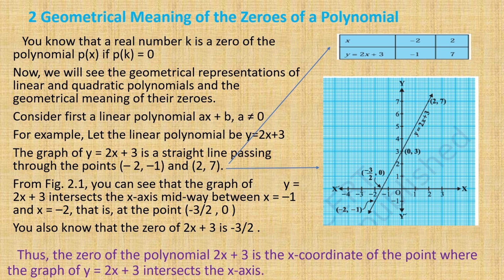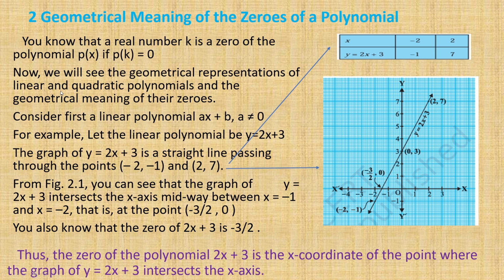What is meant by zero of a polynomial? You know that we discussed in the last video that a real number k is said to be a zero of a polynomial p of x if p of k is equal to 0. That means if k is a zero of p of x, when we substitute k in place of x, we get p of k, the value of that polynomial, equal to 0. Then this k is called a zero of the polynomial p of x. Now we see the geometrical meaning and graphical representation.